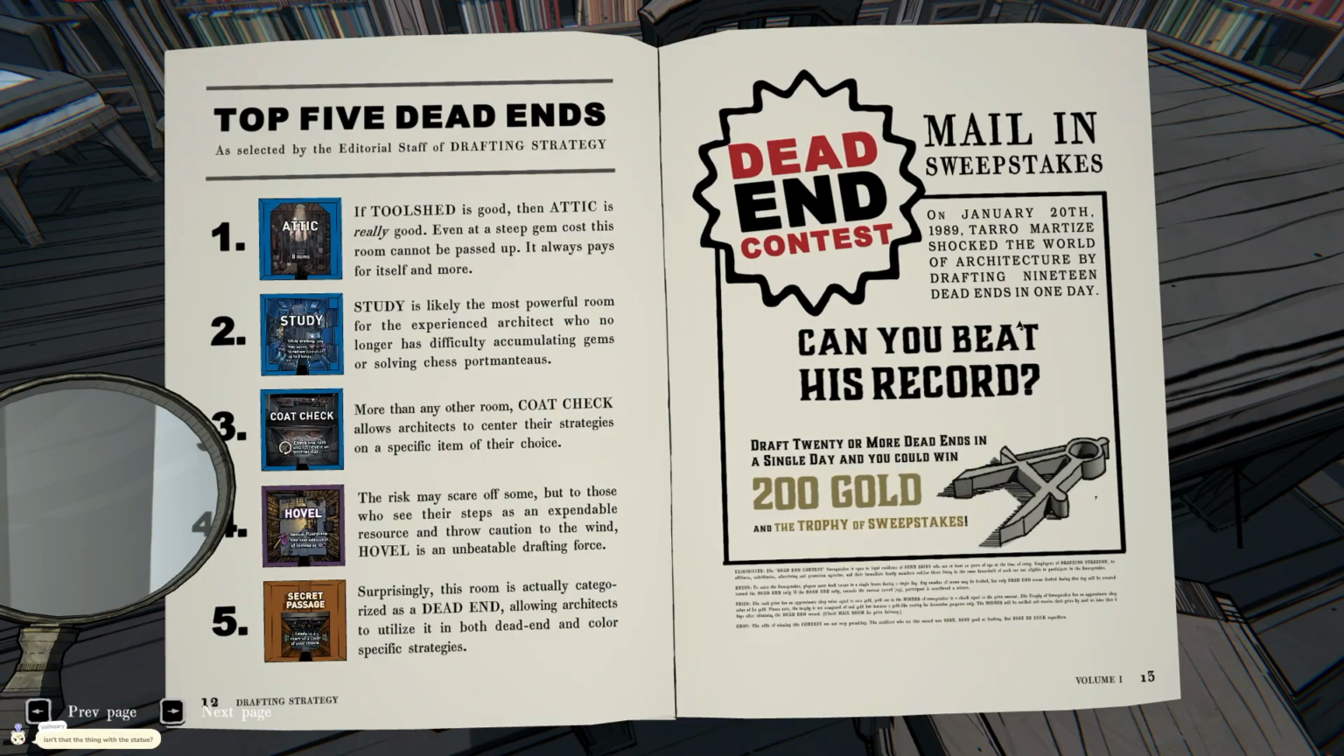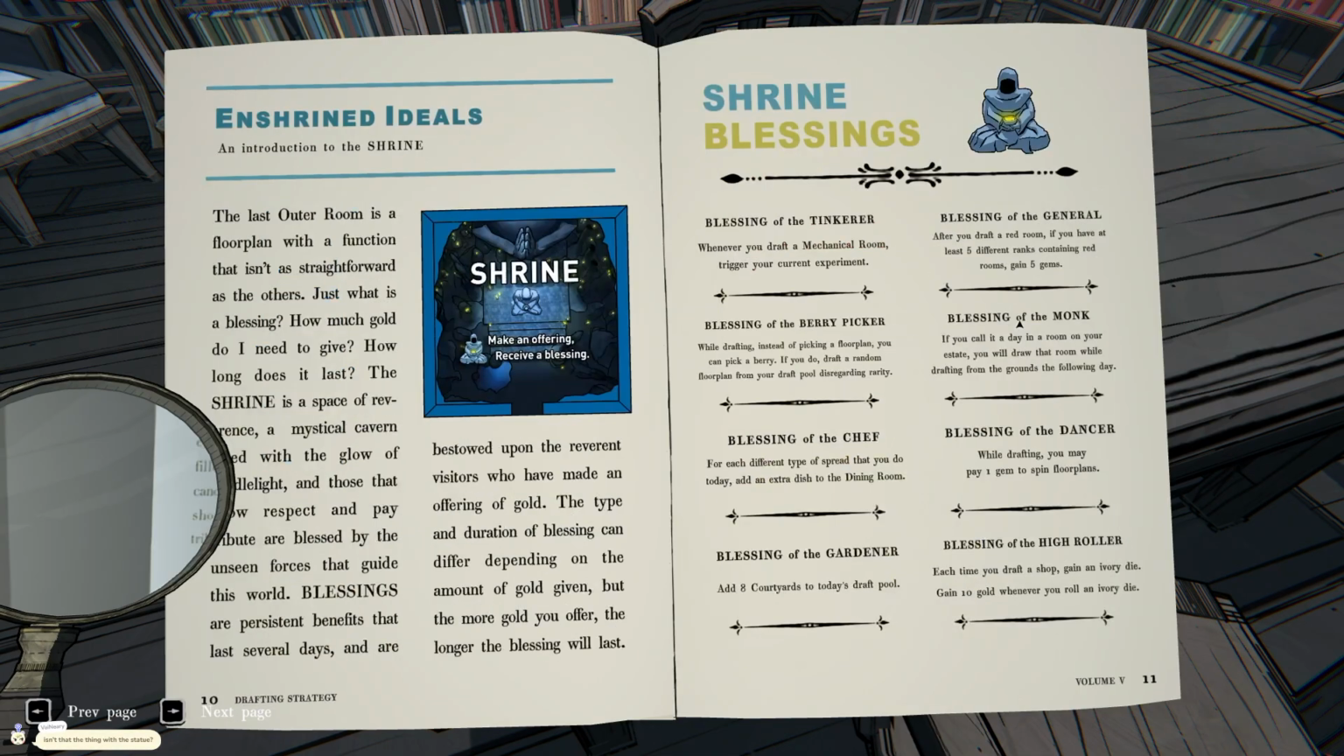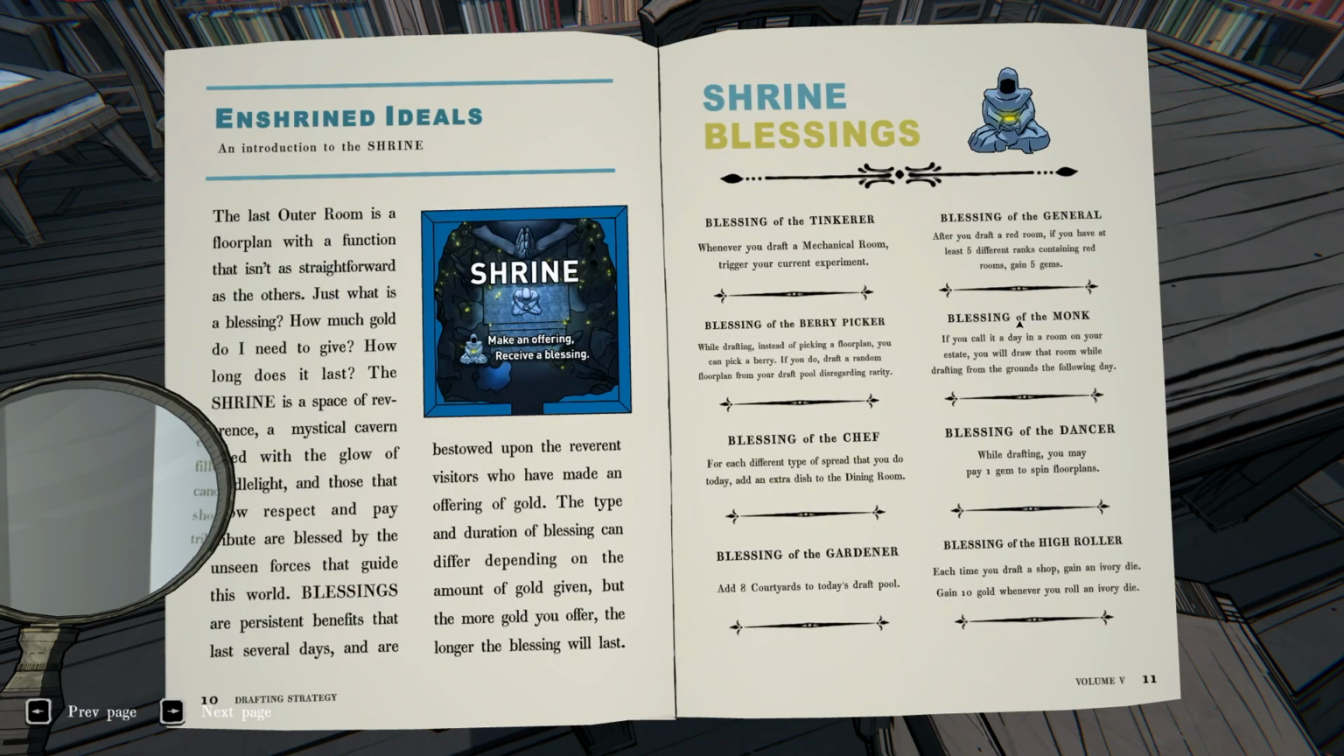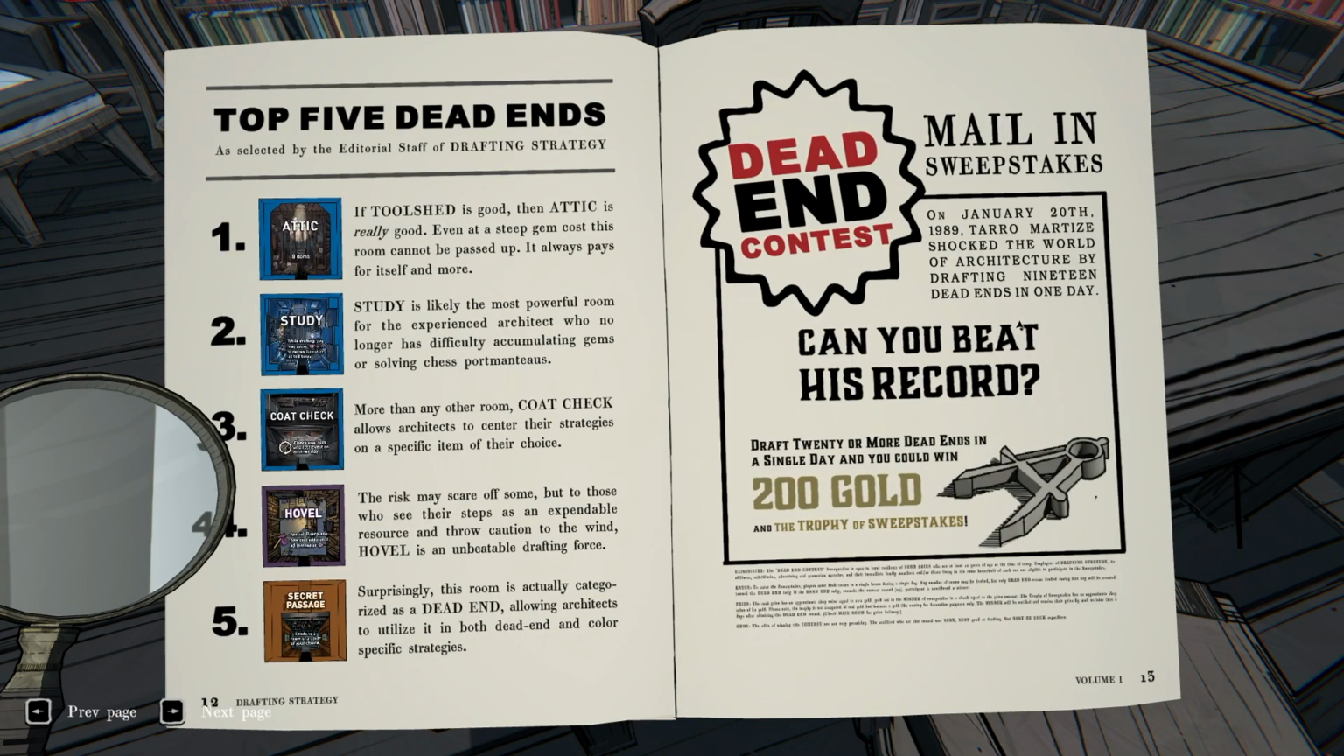Interesting. More than any other room, Coat Check allows architects to center their strategies on a specific item. The risk may scare off some, but to those who see their steps as an expendable resource and throw caution to the wind, Hovel is an unbeatable drafting force. Surprisingly, this room is actually categorized as a dead end, allowing architects to utilize it in both dead end and color-specific strategies. Isn't that the thing with the statue? The shrine? Is that what you're talking about? Because yeah, that's the dead end room with the statue that you make offerings to.